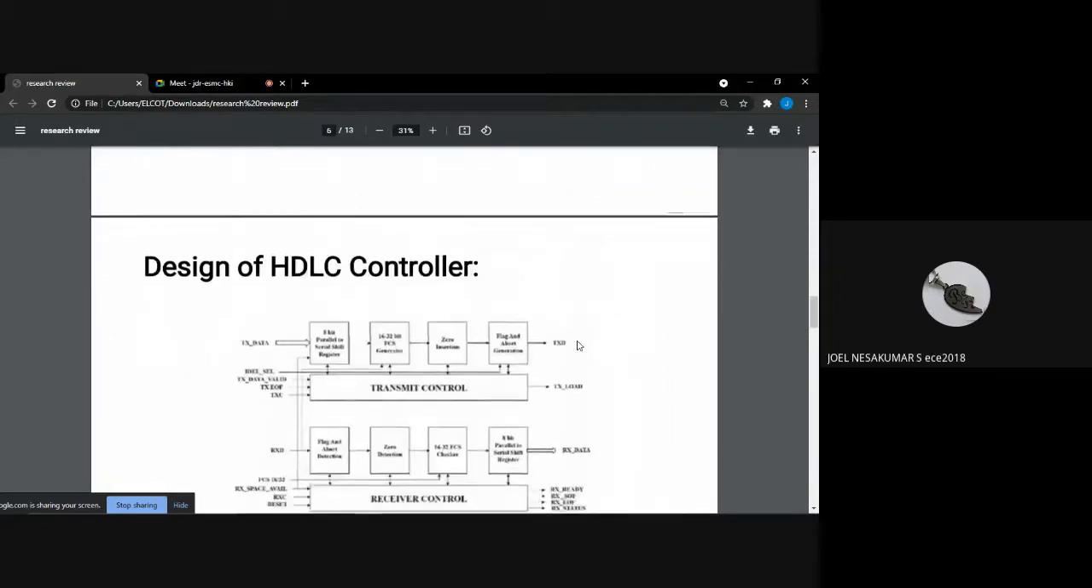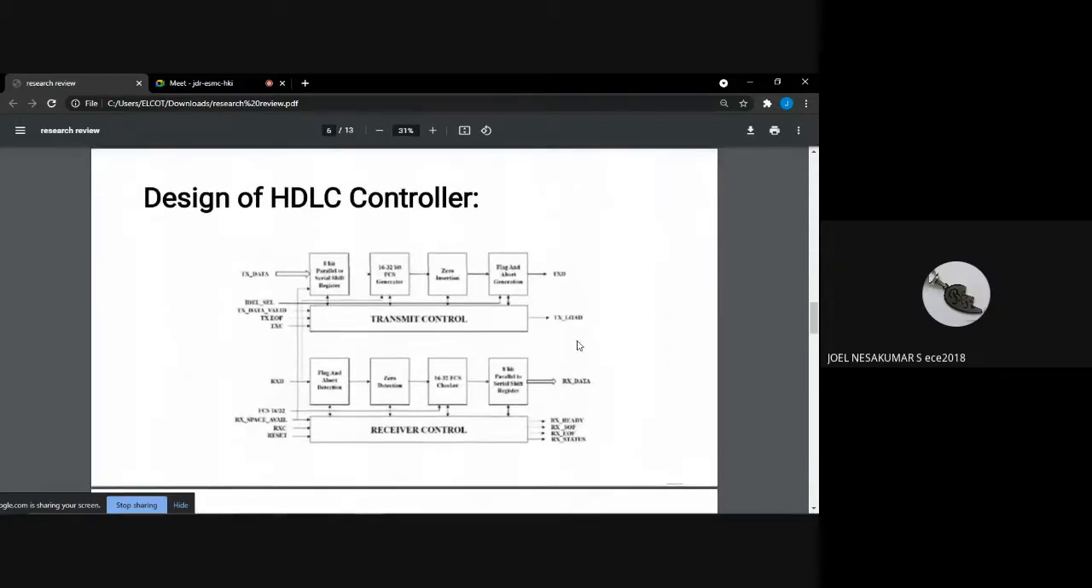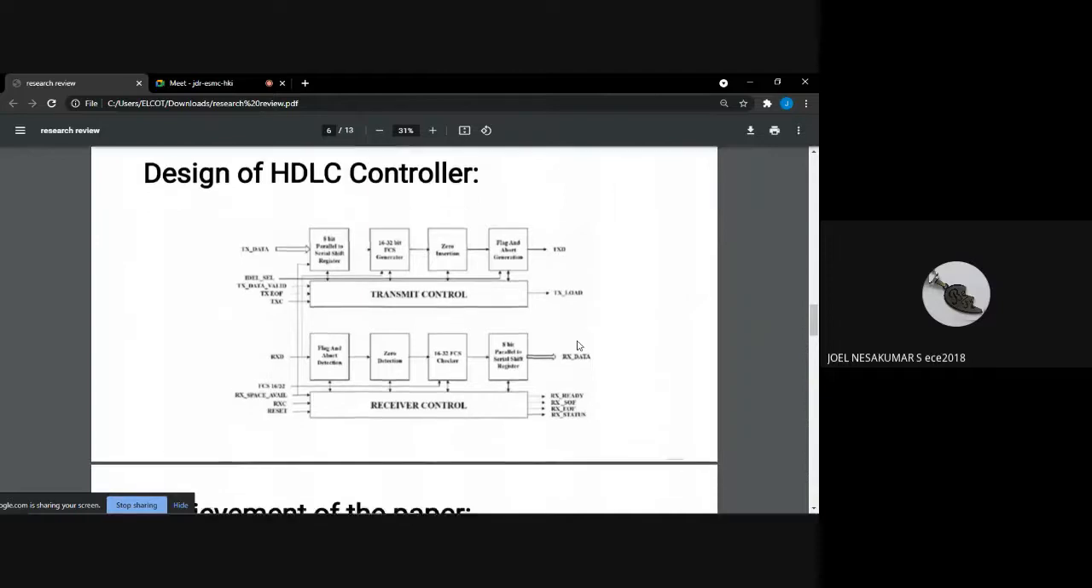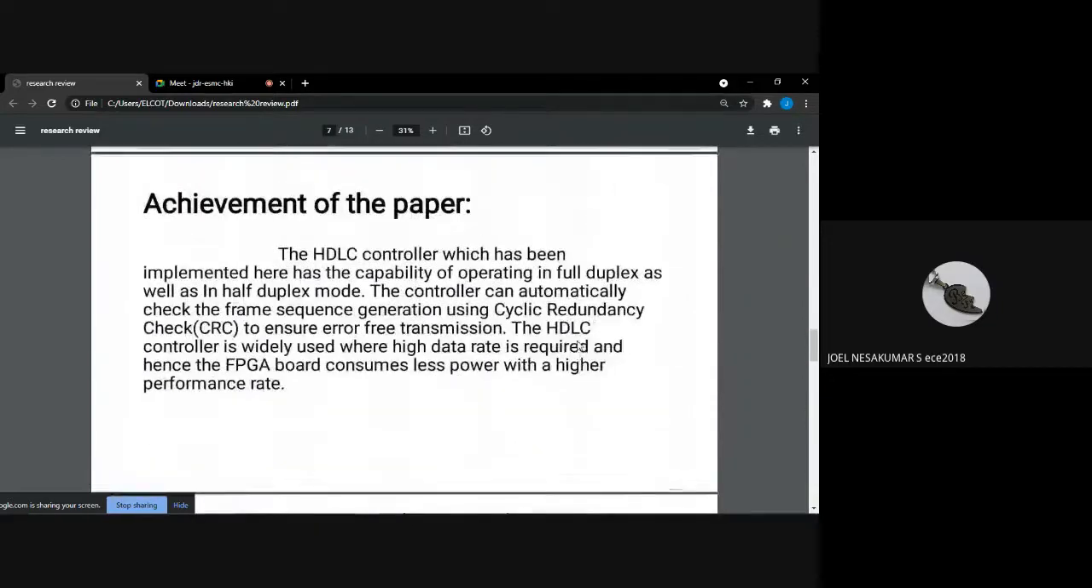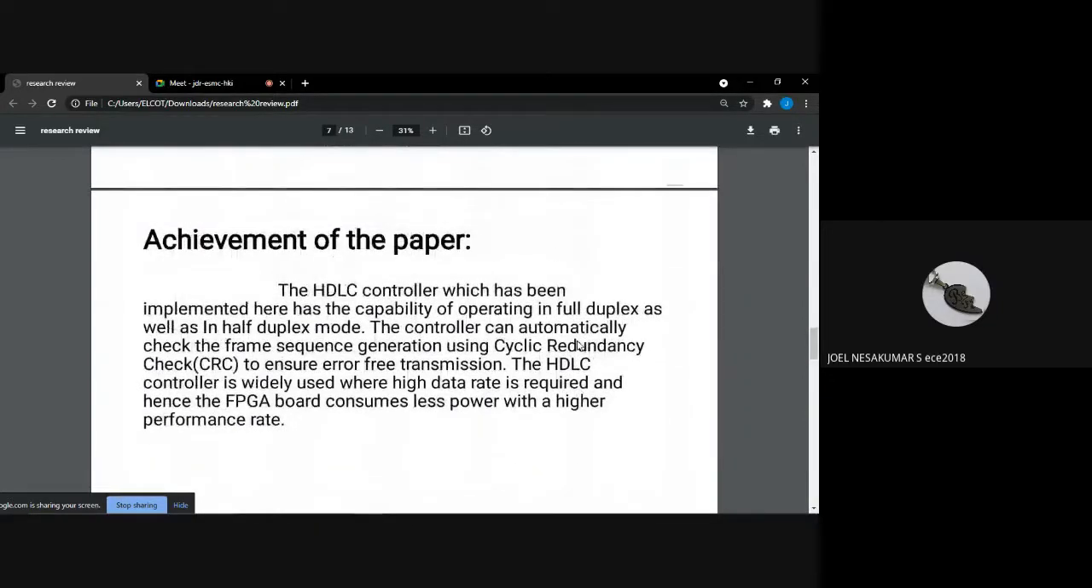This is the design of the HDLC controller they used in this paper. Achievement of the paper. Here the capability of operating is it can operate in full duplex as well as in half duplex mode also, and it can automatically check the frame sequence using CRC, which is cyclic redundancy check, to ensure, as I already told, error-free transmission.